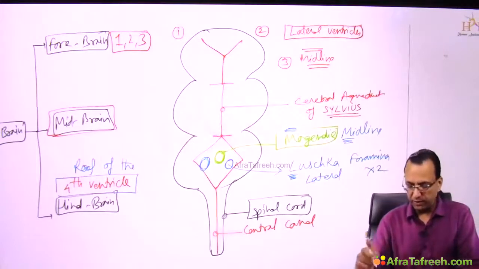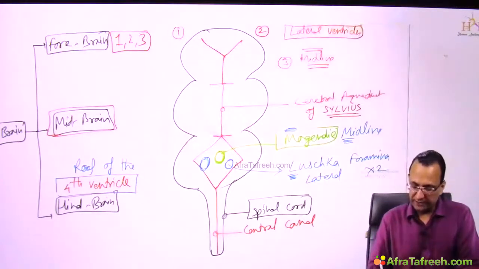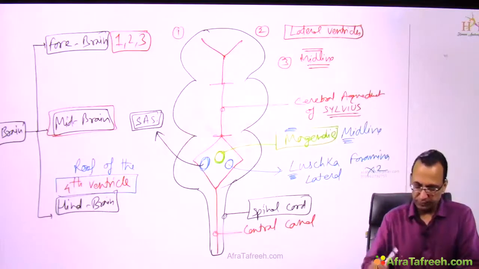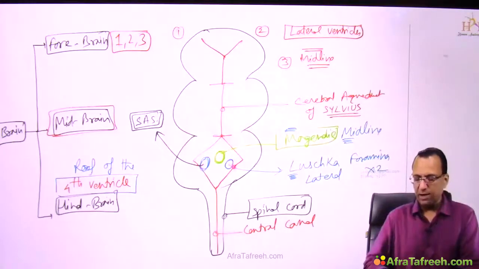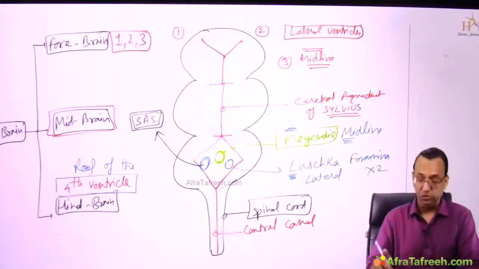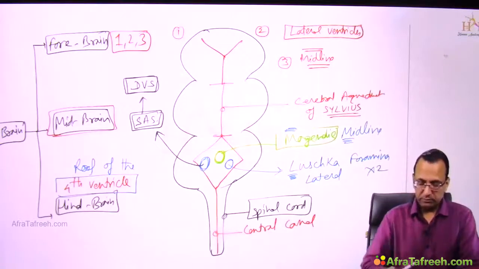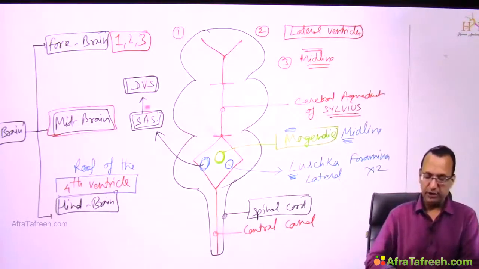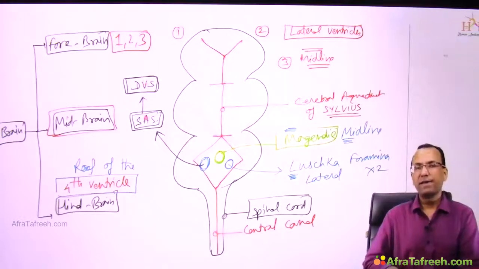Actually, that is where the CSF is escaping into the subarachnoid space. So you mean to say ventricles are leaking out the CSF into the subarachnoid space by passing at the roof of the fourth ventricle through some foramina there? Yes. Why should the CSF escape here? Because the CSF is now supposed to be entering the dural venous sinus. It has to enter the dural venous sinus, absorbed by arachnoid granulations.